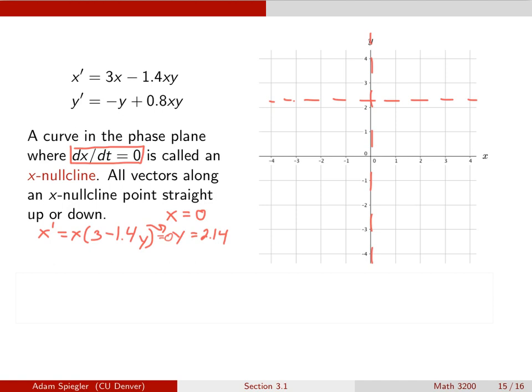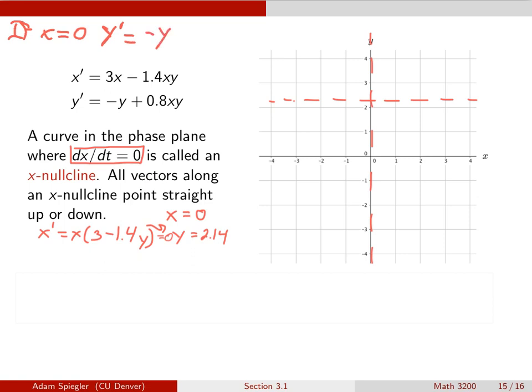And what we might want to know is, we know that these vectors point straight up or straight down, and whether they point up or down really depends on the y prime equation. So if I were to do some analysis with the sign of y prime, we could say, for example, if x is equal to 0, then this equation for y prime, that's what I'm interested in seeing, what's the sign of y prime. y prime is equal to minus y.